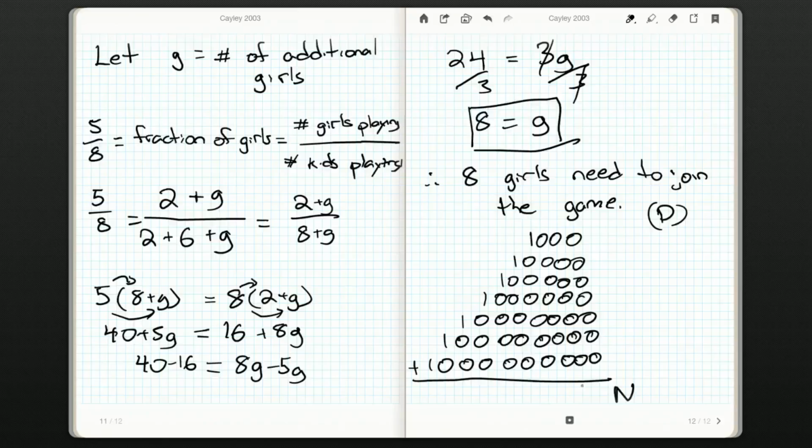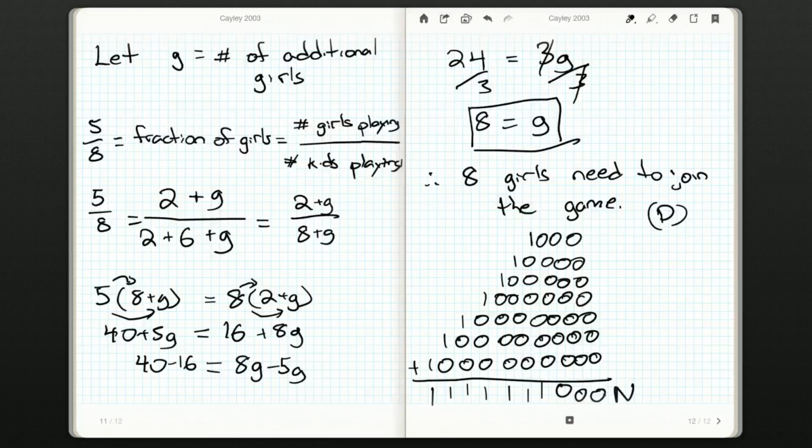And if we just add up the units columns, there's zero and nothing to carry over. Same with the tens, same with the hundreds. You could also grab your calculator and do this. For the thousands, there's one one and then a whole bunch of zeros. So we got a one there, a one there, a one there, a one there, a one there, a one there, and a one there.